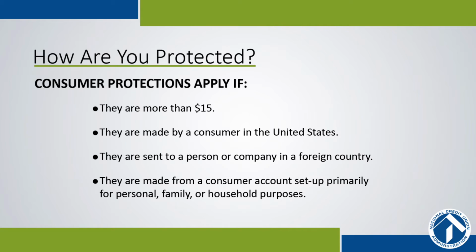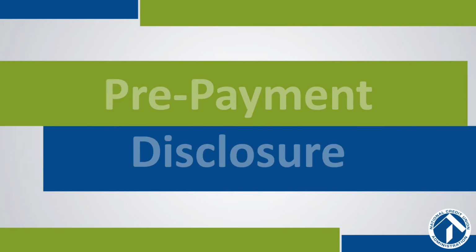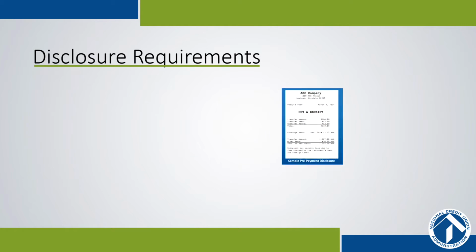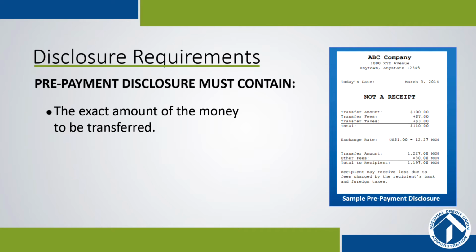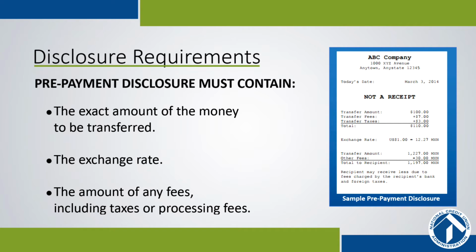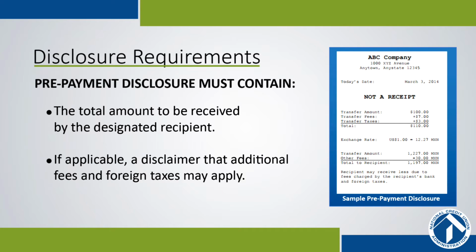Each time you authorize a transfer of funds, the company is required to give you a prepayment disclosure before the transfer is sent. The prepayment disclosure must contain the exact amount of the money to be transferred, the exchange rate, the amount of any fees including taxes or processing fees, the total amount to be received by the designated recipient, and if applicable, a disclaimer that additional fees and foreign taxes may apply.